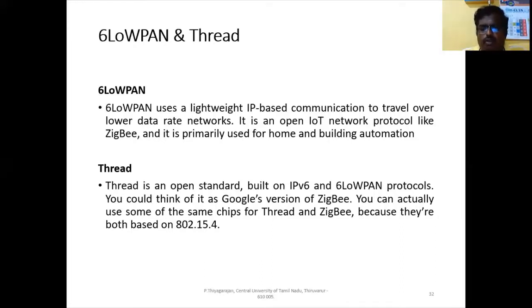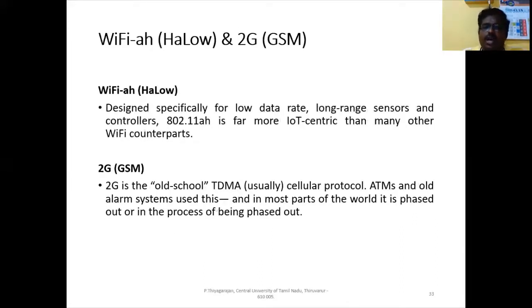802.15.4 protocol. Next is Wi-Fi HaLow. The protocol is designed specifically again for low data rates, and it also accommodates long range sensors and controllers. 802.11ah is far more IoT centric than many other Wi-Fi counterparts.